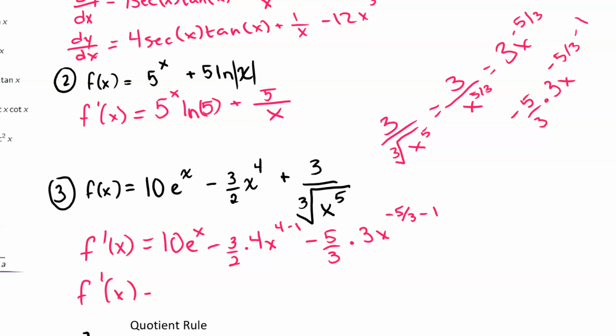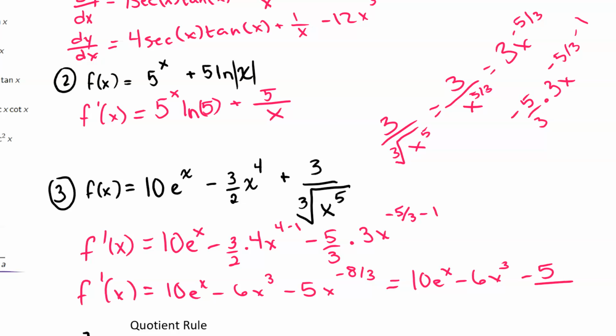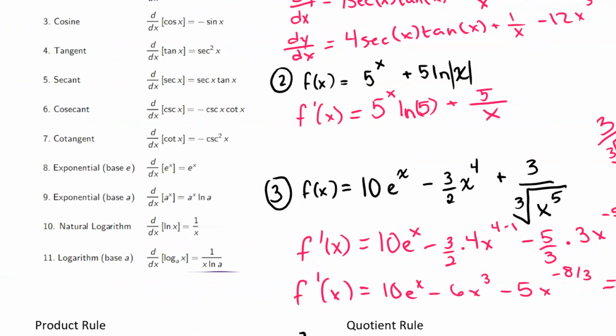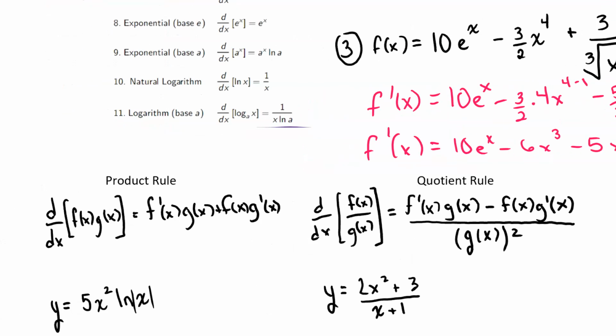Right, so when we do this, we've got 10 e to the x minus 6 x to the third minus 5 x to the negative 8/3. Right, and if we wanted to, we can rewrite that guy in the end back in radical notation, so it would be the cube root of x to the 8th. All right, now let's get to our new rules, the fun stuff for today.